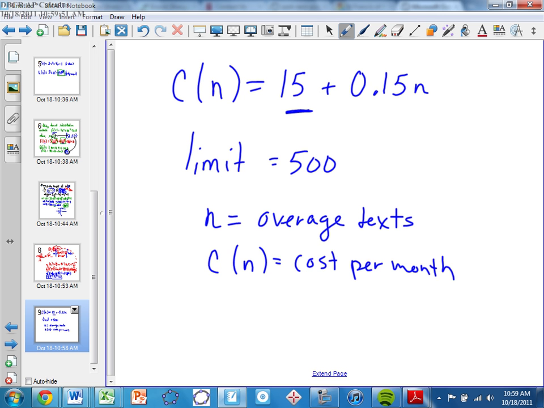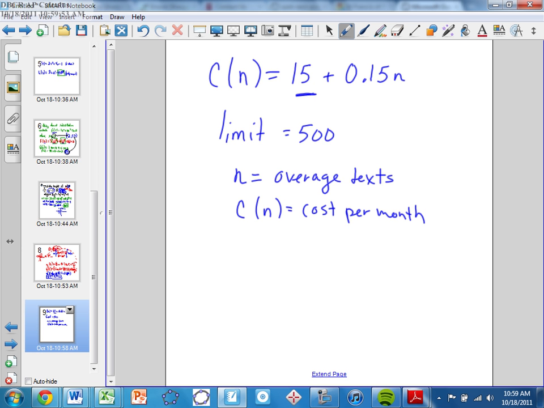Now, let's say, for example, Olin, this month you sent 650 texts. How much did Olin go over by? 150. Again, Owen sent 650 texts this month. N is not 650. N is the number of overage. So if we want to find N, we take the 650 that he sent, we subtract the limit that he can have, and that tells us that he went over by 150 texts.